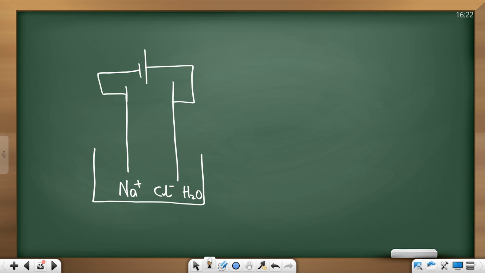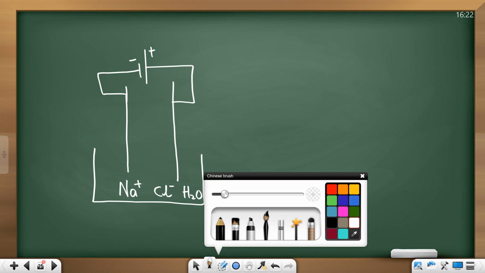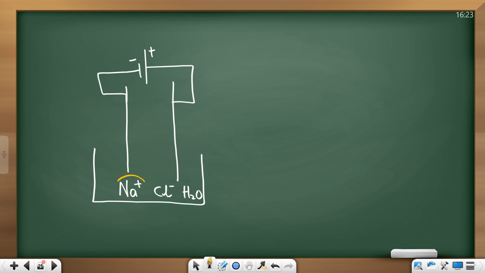All right, so my step 1 I have already done. What is my step 2? This one is positive, this one is negative. My step 2 is that the positive ones move towards the negative, and the negative ones towards the positive. Is that okay? Now, step 3 is redox. Do you see, guys? It is the same 3 steps.